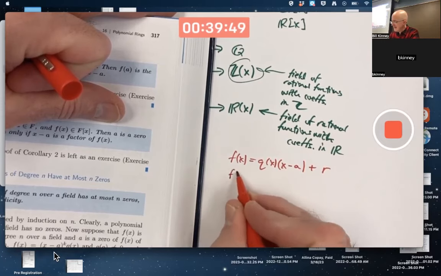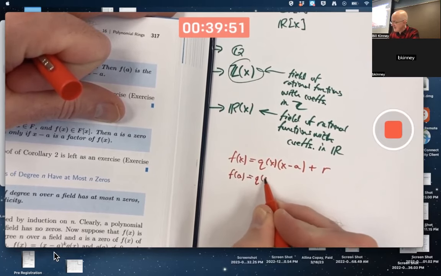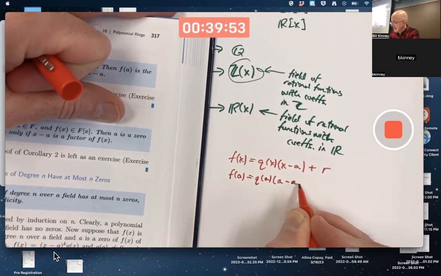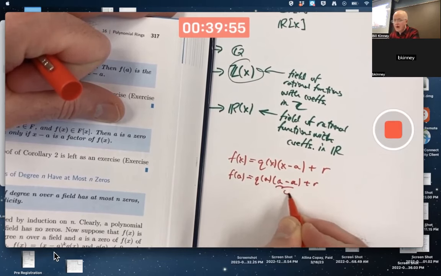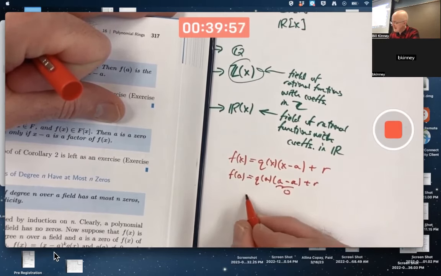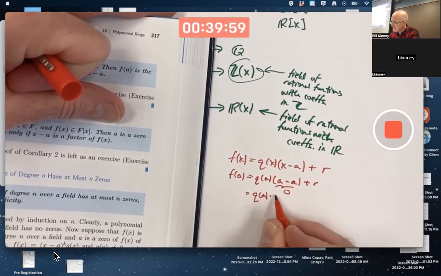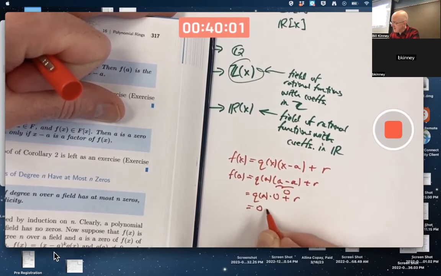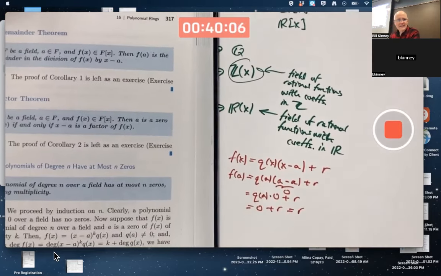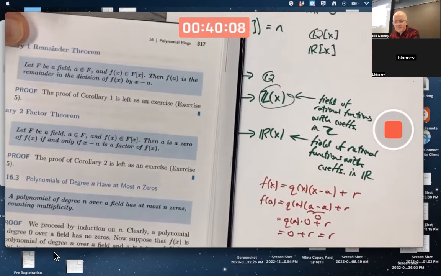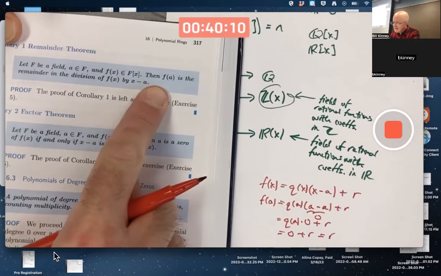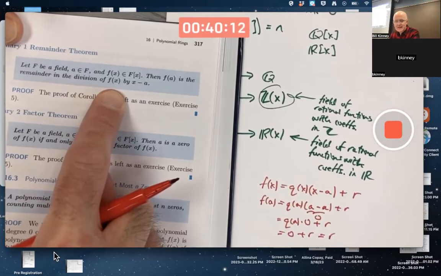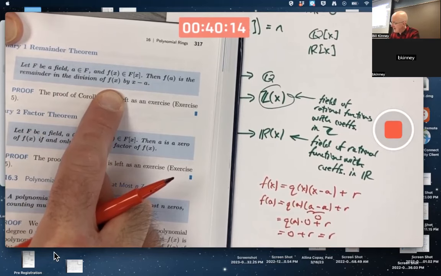Now just plug in a. And yes, in a field, a minus a is 0, the additive identity. And yes, the additive identity times any field element is 0. That's the essence of the proof of the remainder theorem. F of a is the remainder in the division of F of X by X minus a. R equals F of a.